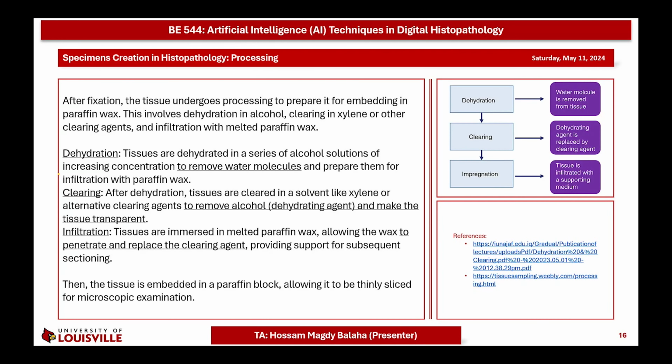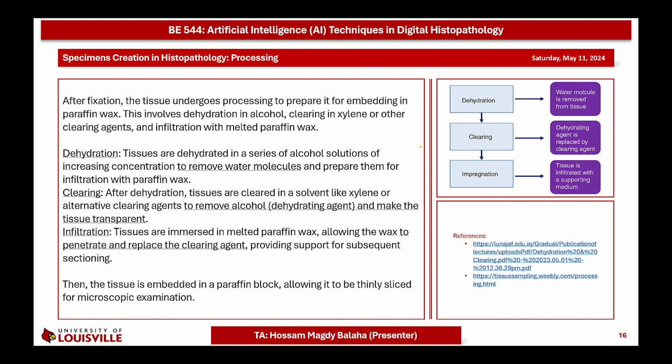After fixation, the tissue undergoes processing to prepare it for embedding in paraffin wax to be used later for microscopic examination. The steps in the processing involve dehydration in alcohol, clearing in xylene or other clearing agents, and infiltration with melted paraffin wax. The dehydration process is used to remove water molecules and prepare the tissue for infiltration with paraffin wax. After dehydration, tissues are cleared in a solvent like xylene or any alternative clearing agent to remove alcohol, which is considered a dehydrating agent, and makes the tissue transparent.